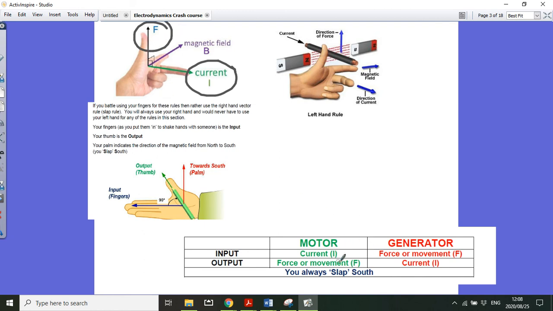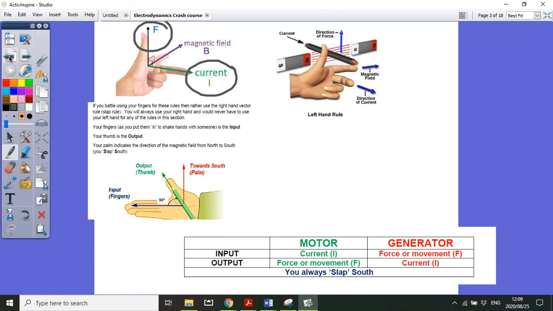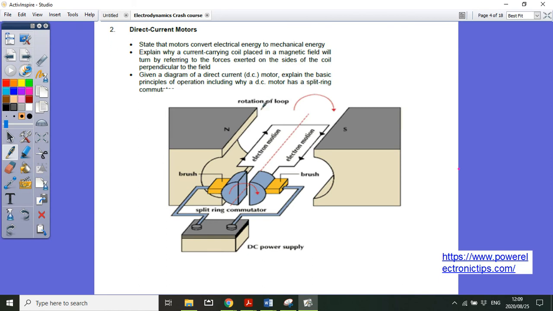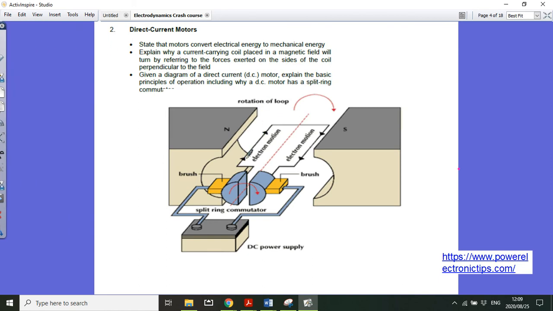This is a summary of how the slap rule works. You need to remember, for a motor, the input is the current and the output is the force or the movement. Now, how is this used in a motor? In a motor, on the one side, the current flows in that direction because it's going from positive to negative. We call it a DC motor because it has a DC power supply. A motor is named according to the input. So positive to negative, and you can see here the current goes that way.